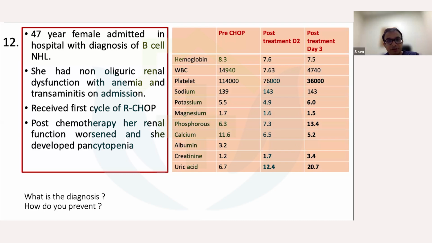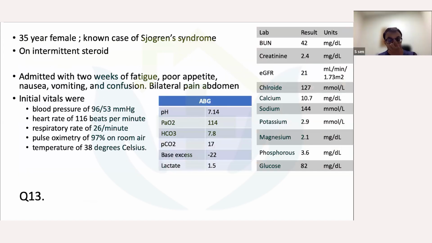So we have been given a set of values: hemoglobin, WBC, platelet, pre and post. We can see that she now has increased hyperkalemia, hyperphosphatemia and low calcium, and increased kidney function tests. So I will say tumor lysis syndrome. We prevent it by giving IV fluid, good hydration and rasburicase. For treatment, if that fails, we can go for hemodialysis. Thank you. Question number 13.